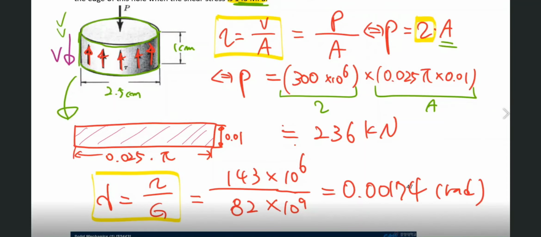Okay, so using these two simple but strong equations, we can define the proper value of each specific factor, force and shear strain. Right? Then I would like to stop here, and we'll continue in the next video clip.